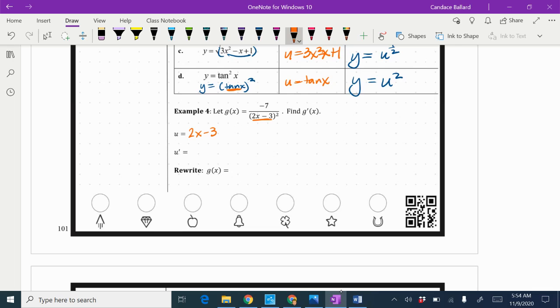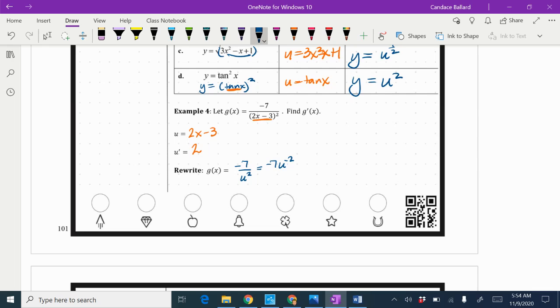And then I'm going to go ahead and take the derivative of that, because that's the derivative of the inside, which is going to be 2. So I'm going to need that later. Now I'm going to take that g function and rewrite it. Instead of writing the orange, I'm going to replace the orange with a u. Now I'd probably rewrite that again to make it look more like something we would take the derivative of. So I'd rewrite it as -7 times u to the -2 power.